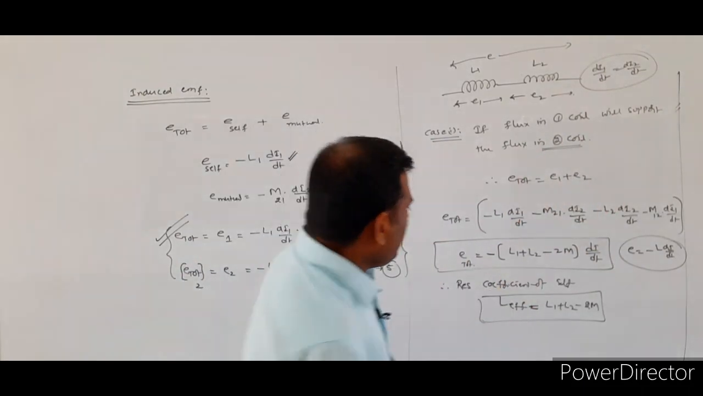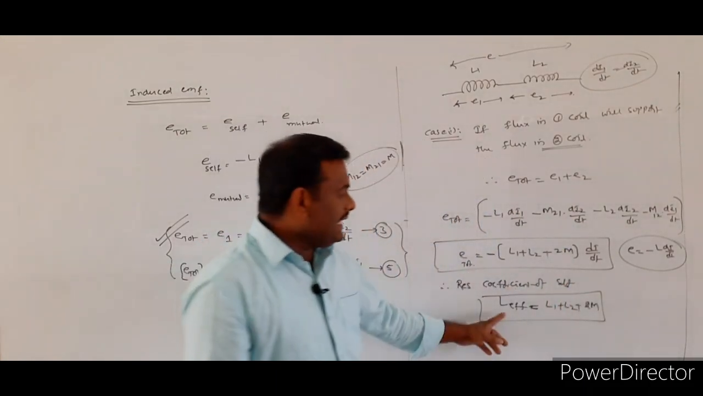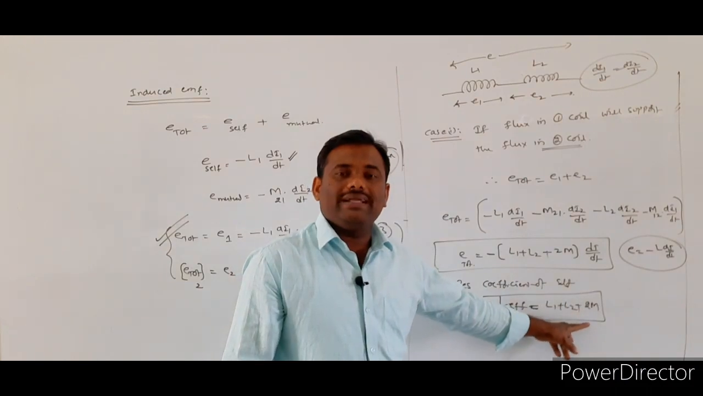Small mistake is there. Here, minus you take common, so that L effective becomes L1 plus L2 plus 2M.